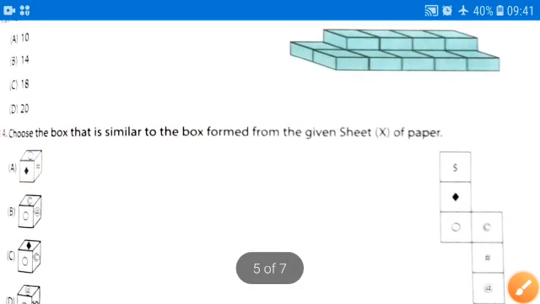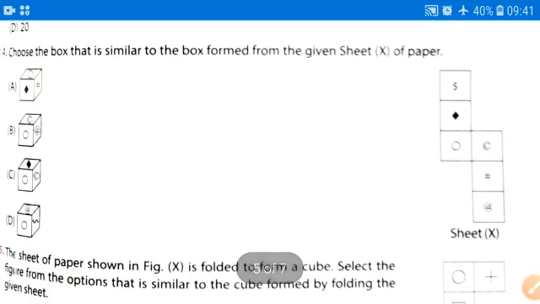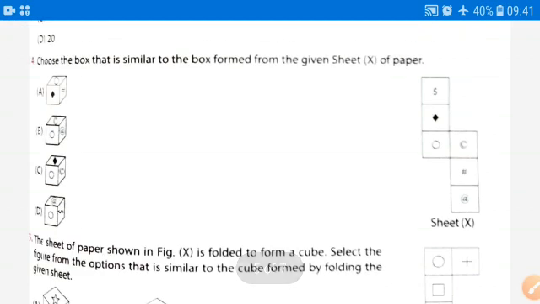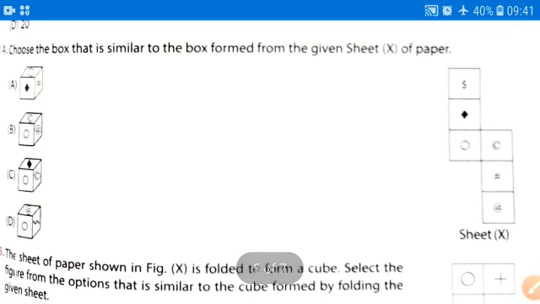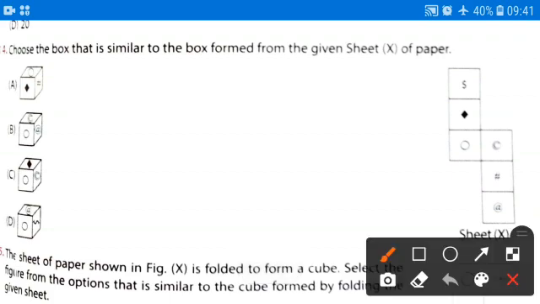Moving further to the next question, question number 14. Choose the box that is similar to the box formed from the given sheet X. So this is the sheet X we have. First of all, we have to check, if we fold this sheet and form a box, which will be the opposite faces.